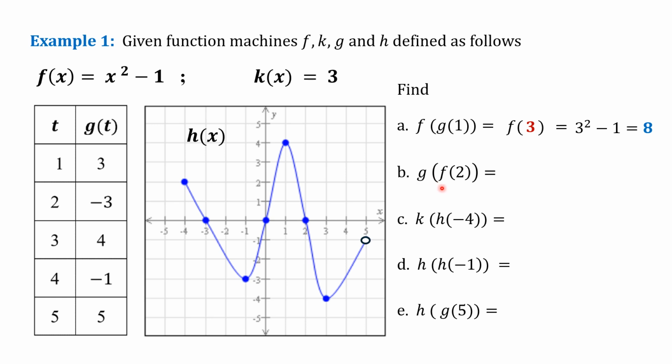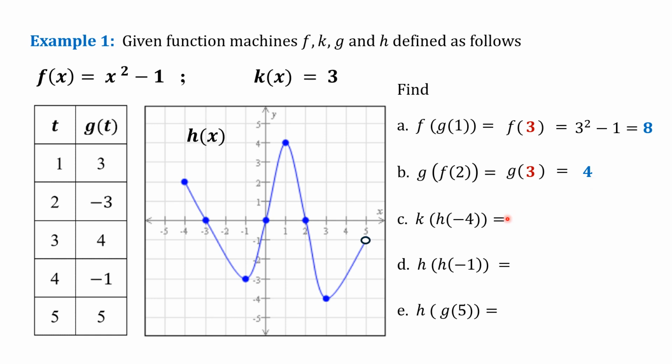Next is g of f of 2. The innermost function is f of 2. In the function machine f again, place 2 in x. 2 squared minus 1 is equal to 3. So f of 2 is 3. And then evaluate g of 3 using this table of values in the function machine g. G of 3 is equal to 4. So g of f of 2 is 4.